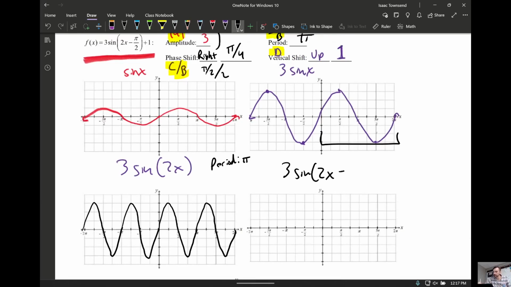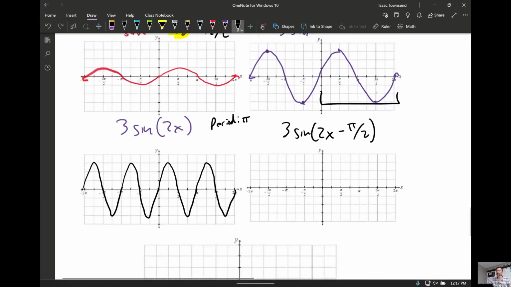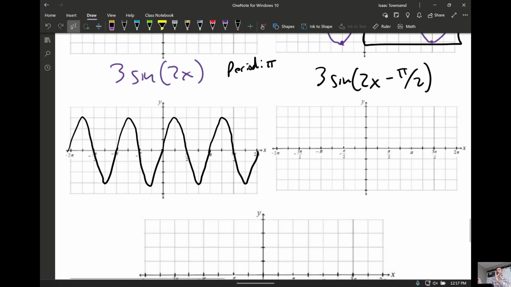So now I will deal with this minus pi over 2. So now I just introduced a c variable. Now that c is not 0, this thing's going to shift right or left some. Otherwise it should look exactly the same as this graph because they're the same function. But now I need to move it right. And how much right is c divided by b? So pi over 4. Pi over 4 ends up being 1 block. I know that because 2 blocks is pi over 2 and half of that is pi over 4.